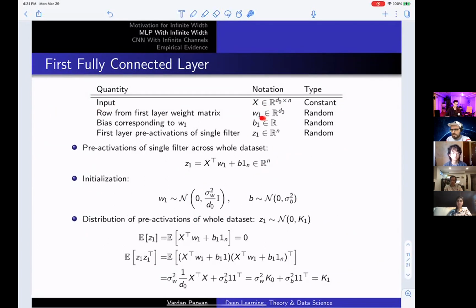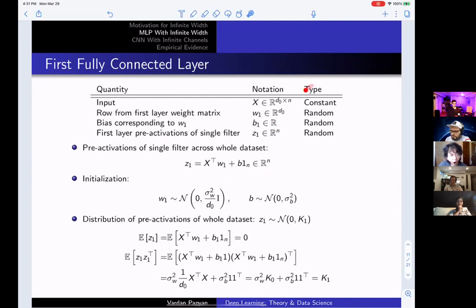We have W1, which is a single row from the first fully connected layer. And we have a bias. And we have this calculation that we did, Z1. And Z1 is the first layer pre-activation of a single filter. That's the verbal description of it, in case you like verbal descriptions of quantities.